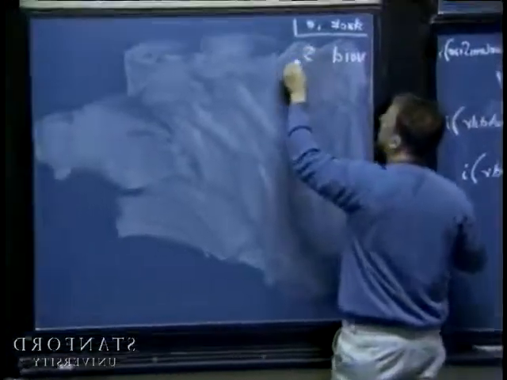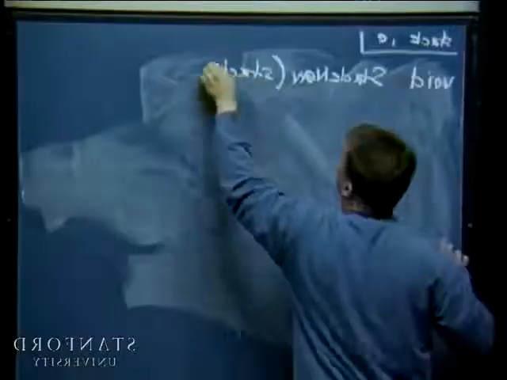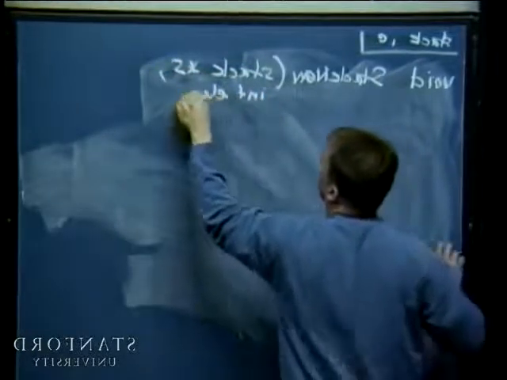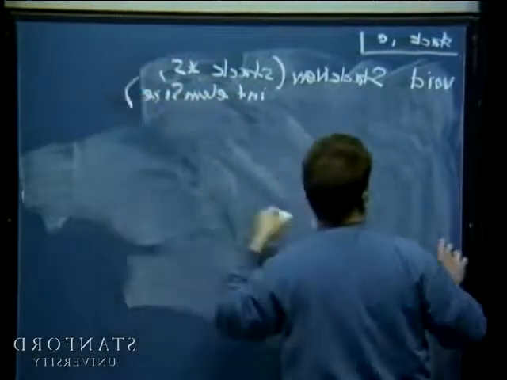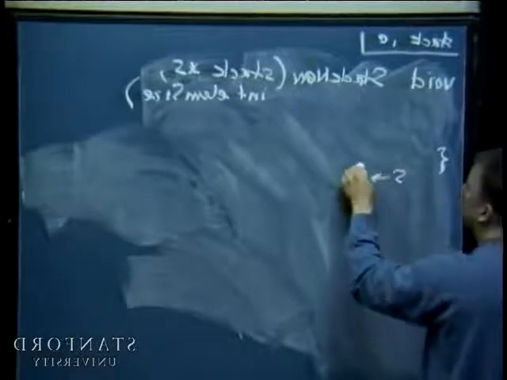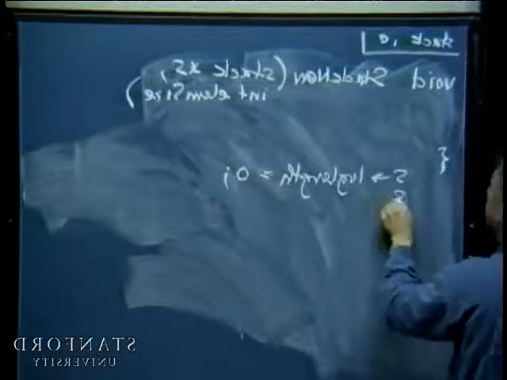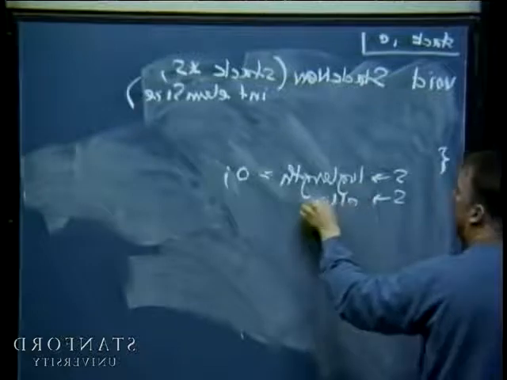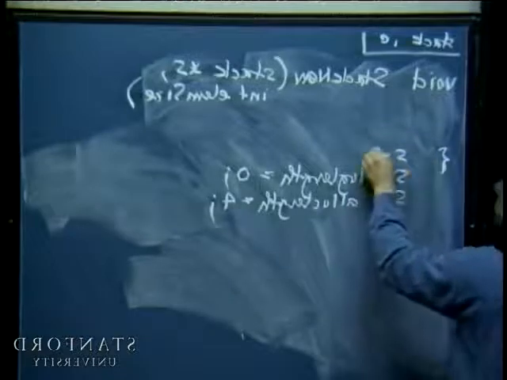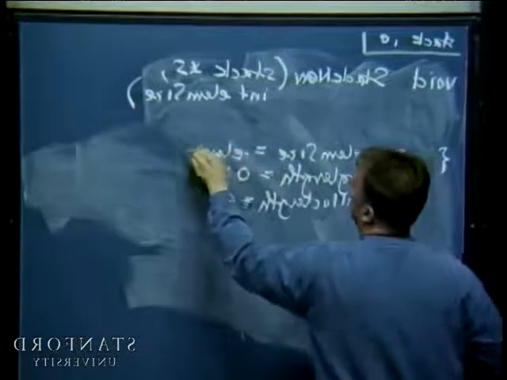Void stack new, stack asterisk S, int elem size. Same kind of stuff. S arrow logical length equals 0. S arrow alloc length is equal to 4. S arrow elem size, let me do this up top, is equal to elem size.